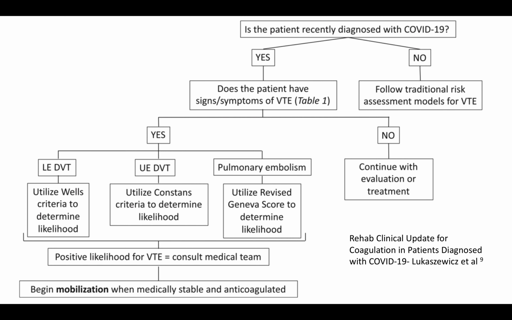This is a flowchart they provided. It's in conjunction with the previous table to be able to screen for any further coagulation problems in patients. So, does the patient have any signs and symptoms of VTE? That's from the previous table, and then it breaks down into lower extremity, upper extremity DVTs or pulmonary embolisms. And if any of these signs and symptoms are present, it's stating to consult the medical team. And as soon as the medical team is consulted and they are medically stable/anticoagulated with pharmaceutical treatments, mobilization is needed as soon as possible.